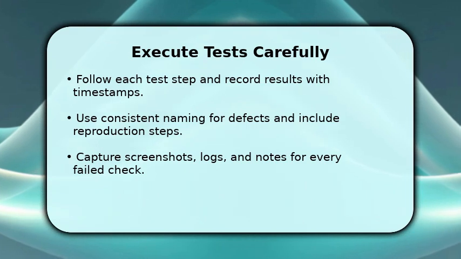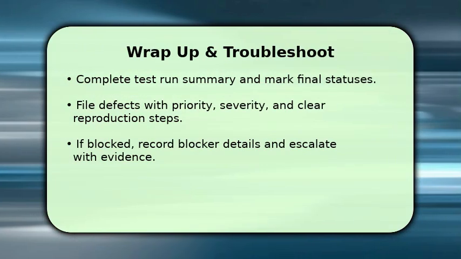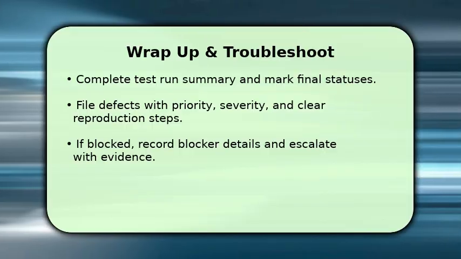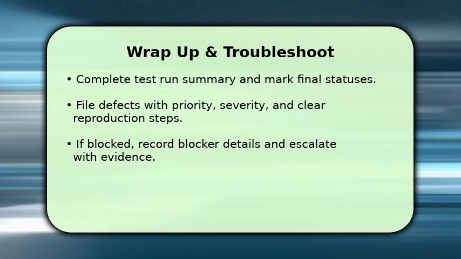You finish by compiling a concise test run summary that lists completed cases, pass rates, and outstanding defects so stakeholders understand the outcome. Once done, file each defect with priority, severity, and clear reproduction steps plus attachments for fast resolution.